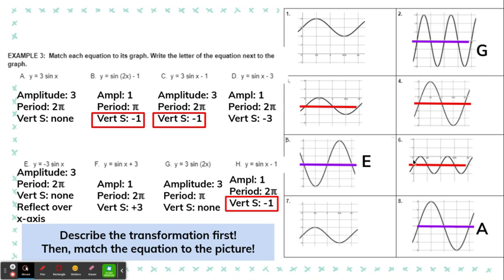So I'm going to go to this one. Here it is, up bump, down bump, and that's 1 pi. And then up bump, down bump, and that's 2 pi. So it takes 1 pi, so that right there is going to be option B. So exactly 1 pi is going to repeat.